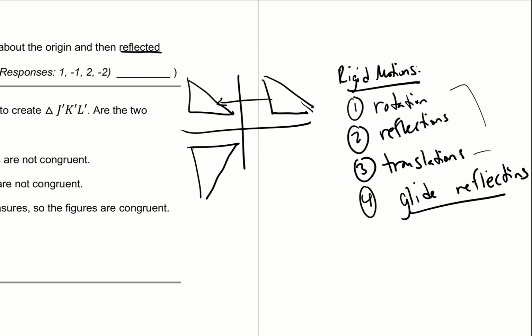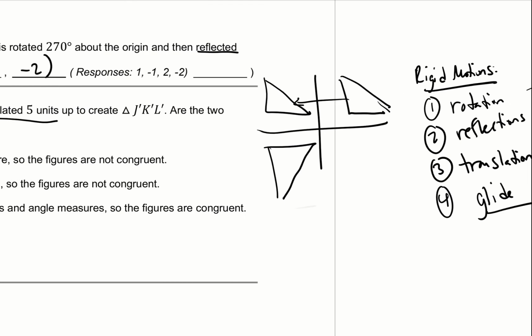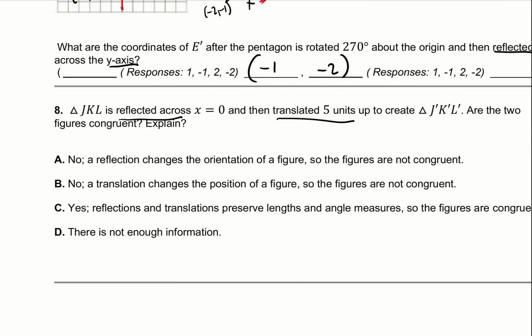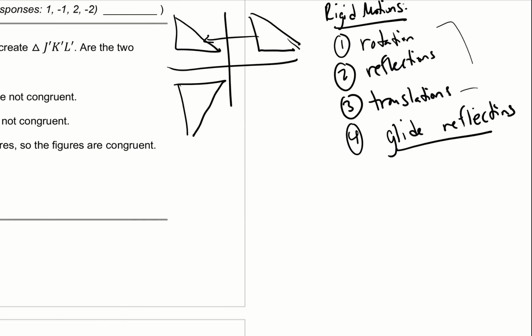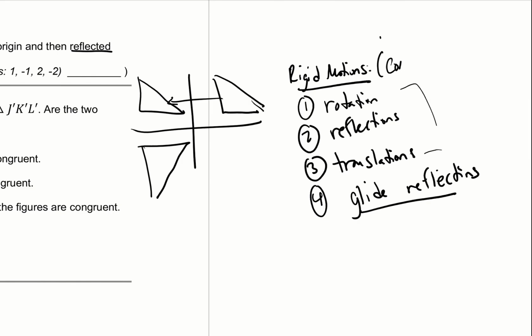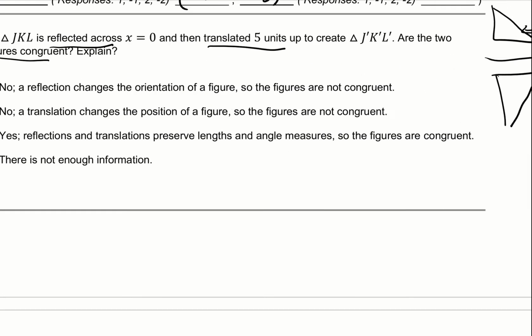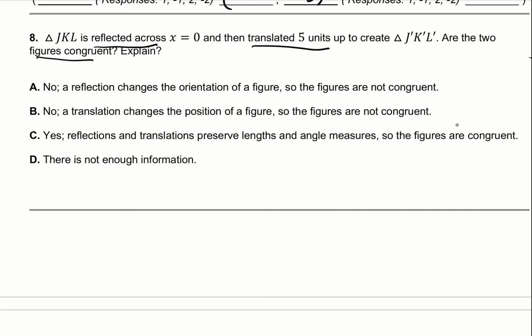Basically anything that transforms it but does not change the size of the shape or the angles is a rigid motion, and that means the two figures will be congruent. These are also known as congruence transformations because they leave the figure intact and don't change the size in any way, and therefore they're congruent. So the answer is yes, the reflections and translations preserve lengths and angle measures, so the figures are congruent.